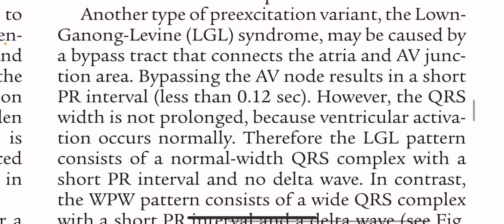Another type of pre-excitation variant, the Lown-Ganong-Levine syndrome (LGL syndrome), may be caused by a bypass tract that connects the atria and AV junction area. Bypassing the AV node results in a short PR interval. However, the QRS is not prolonged because ventricular activation occurs normally.